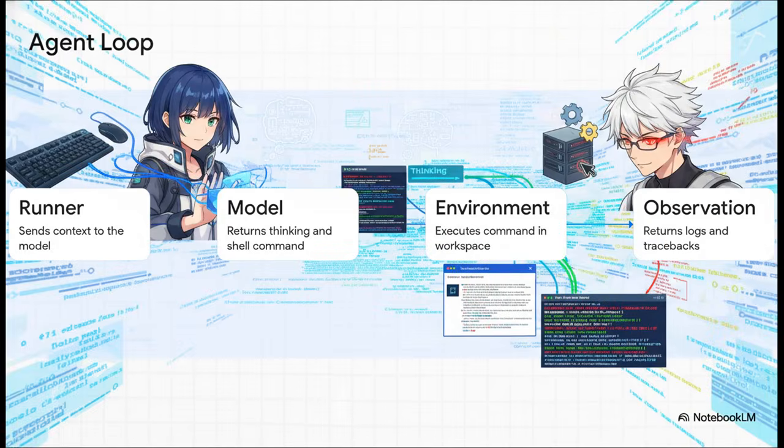Let's look at exactly how this single interaction loop operates. It happens in 4 distinct steps. First, the runner feeds the current context right to the model. Second, the model generates a standard thinking block, followed by a raw bash command block. Step 3 is the execution phase. The environment takes that command, like running a brand new Playwright script it just generated, and executes it directly in the local workspace.